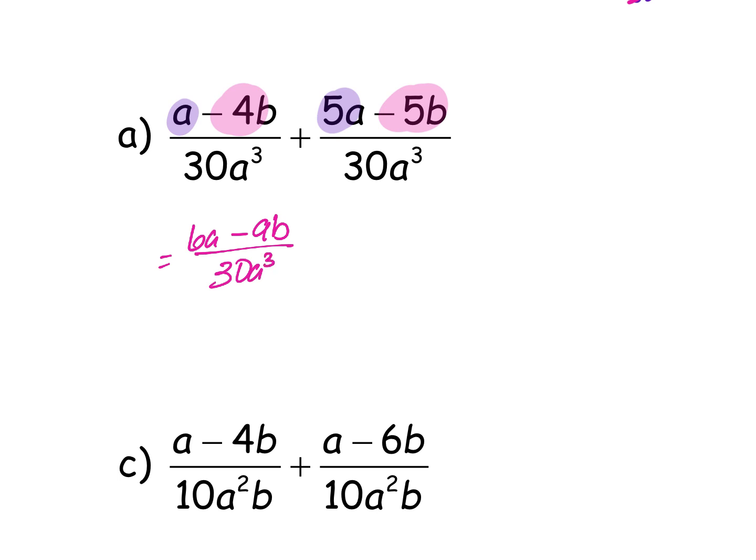And then what goes into 6, 9, and 30 is 3, so that would be 2a minus 3b all over 10a cubed. So if I divide everything by 3, I get it simplified. Did that help a little bit? Okay.